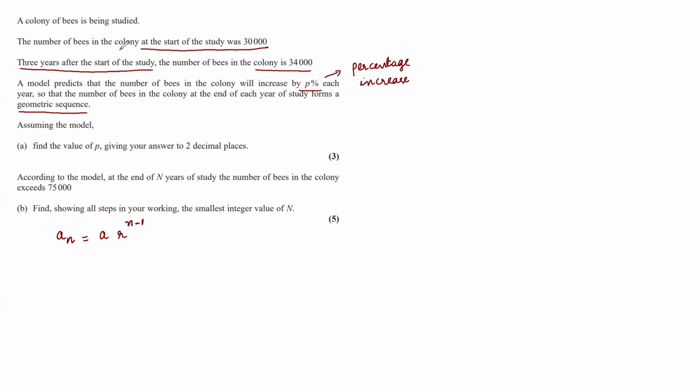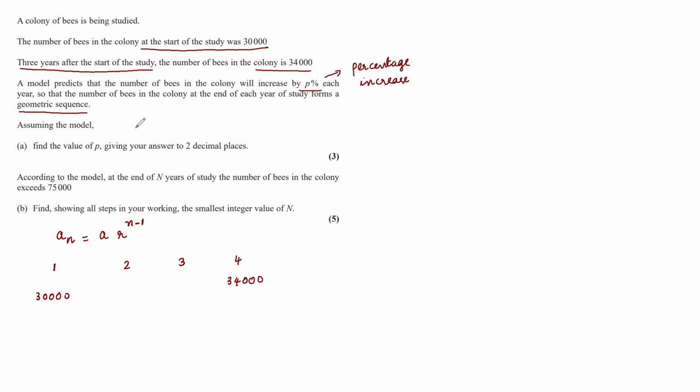So it's given the number of bees in the colony at the start of the study. So let n be 1 at the start of the study, and it was 30,000. Now, at the end of 1 year, let's say n is equal to 2. At the end of 2 years, n will be 3. And at the end of 3 years, n will be 4. And it's given that at the end of 3 years, there are 34,000 bees in the colony.